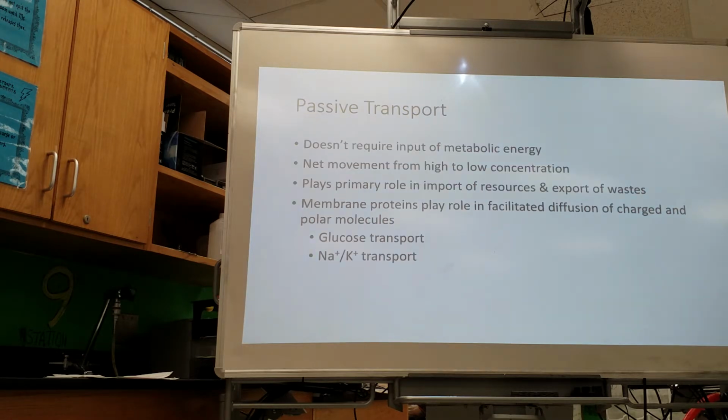All right, passive transport, you don't need energy for it, so this can happen on its own. It is always movement of molecules from a high concentration to a low concentration. It can be important in not only importing nutrients or food and exporting waste, but as we saw with photosynthesis and cell respiration, it is also important for building a concentration gradient of hydrogen ions, so you can use that to produce energy.